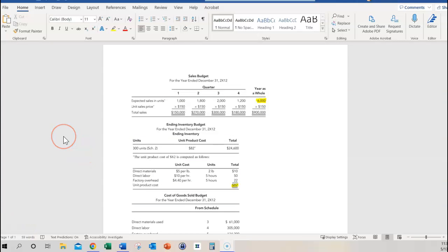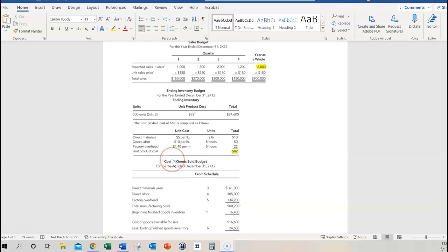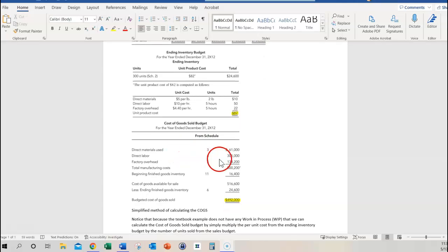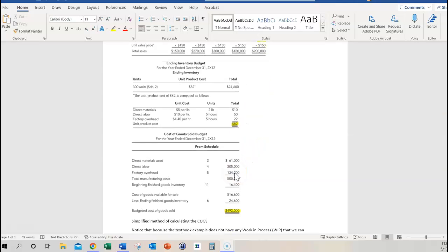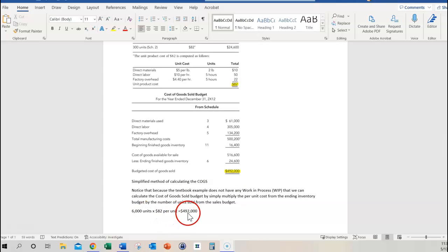And the last thing I want to point out before we go on to the next budget is the sample from the textbook. If you look at that sample, they did do the whole cost of goods sold budget, and this is their cost of goods sold figure. However, they could have taken the same shortcut that we did. If you take your number of units sold for the year, that was 6,000. Your unit cost was $82. If you multiply that out, you get the 492,000. So the textbook example could also have used the shortened method as well. And next we'll work on the selling and general admin budget.